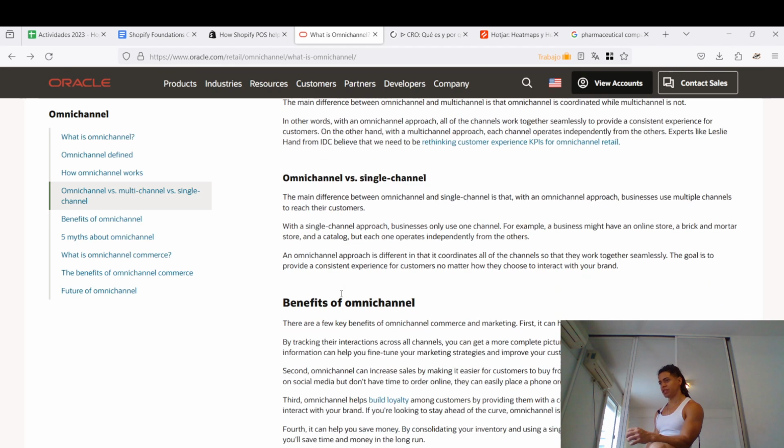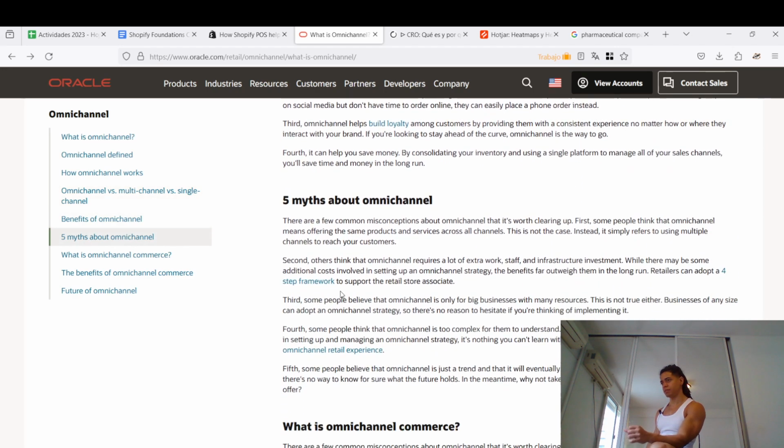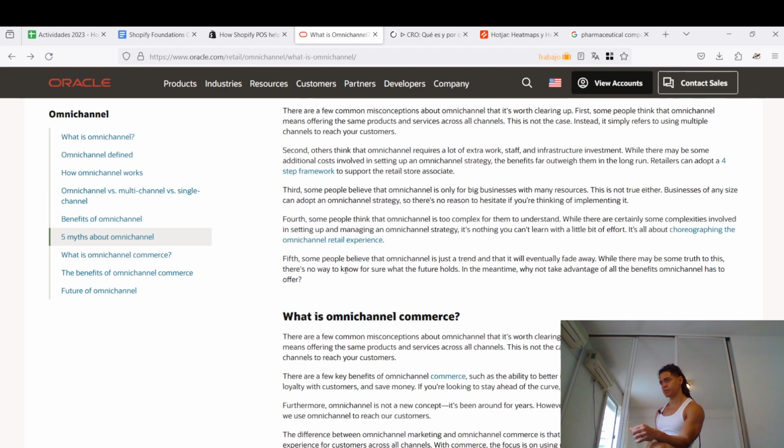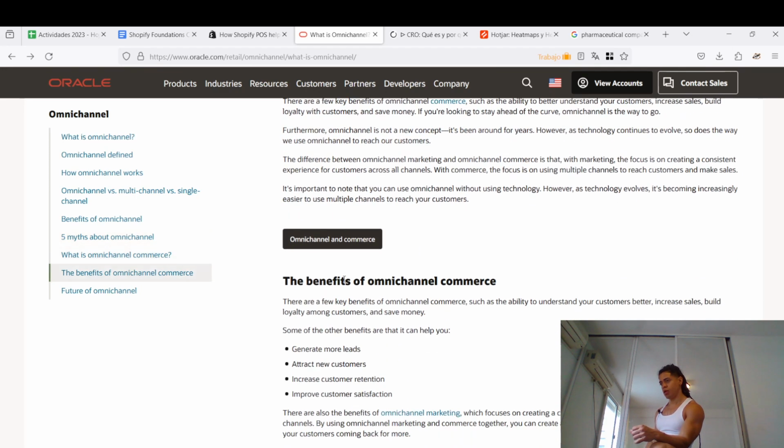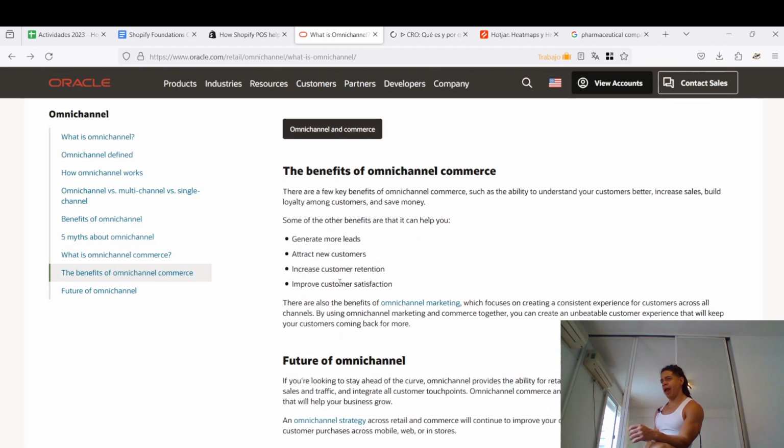Omni-channel versus single channel. The benefit of omni-channel, the fifth myth about omni-channel. The benefits of omni-channel commerce: generate more leads, attract new customers, increase customer retention, improve customer satisfaction.